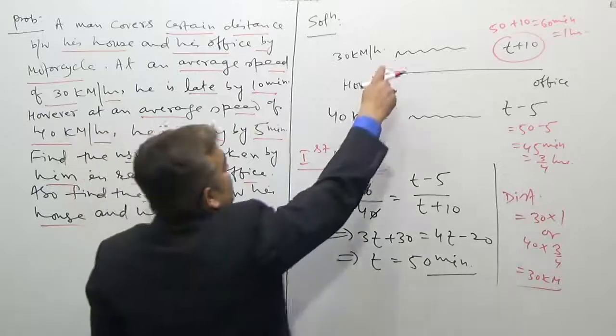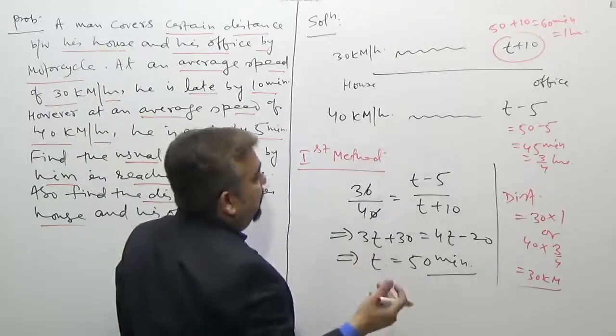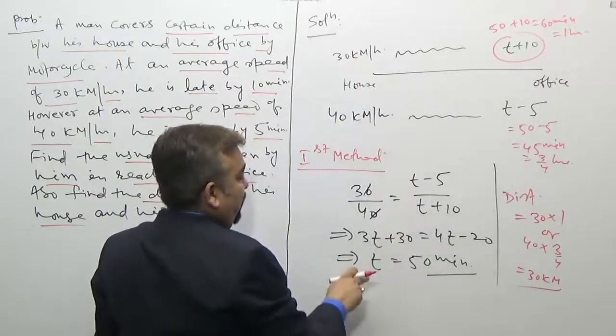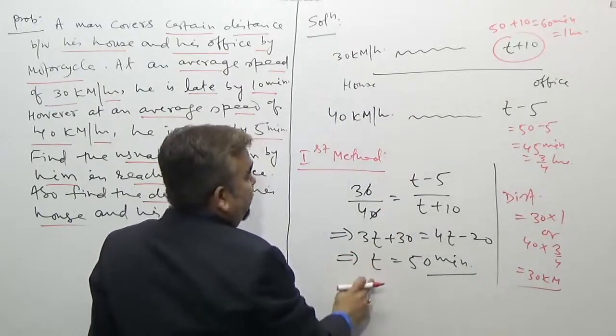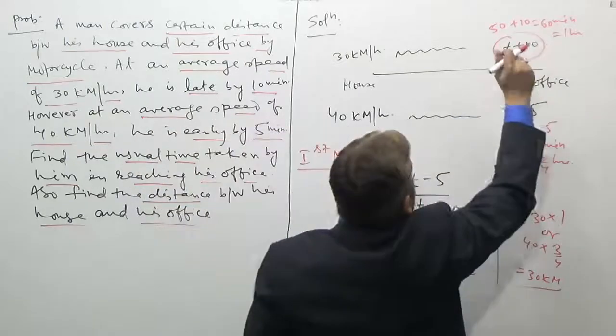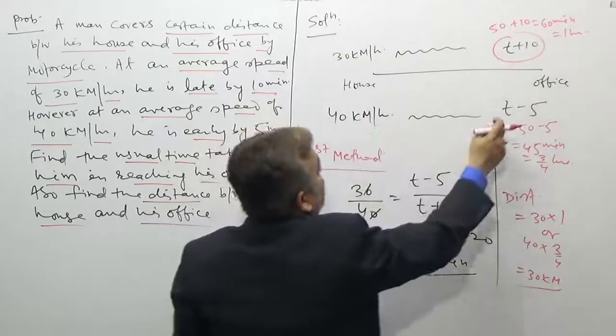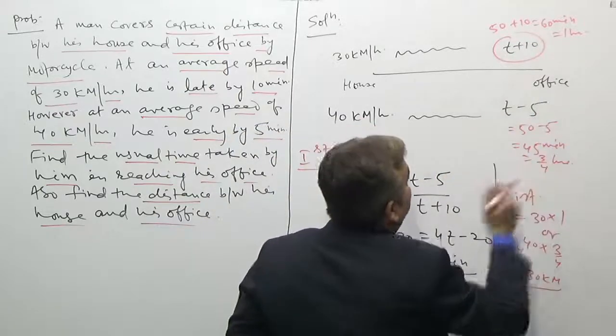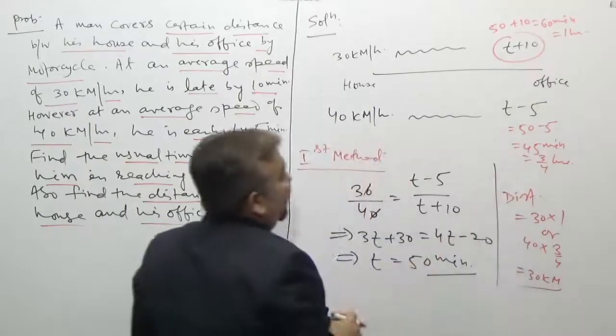First, distance covered in both the cases is same, so ratio of speed equal to inverse ratio of time. From this we get normal time t equal to 50 minutes. Now here 50 plus 10, that is 60 minutes, 1 hour. Or here 50 minus 5, that is 45 minutes, that is again 3 by 4 hours, divided by 60 then.